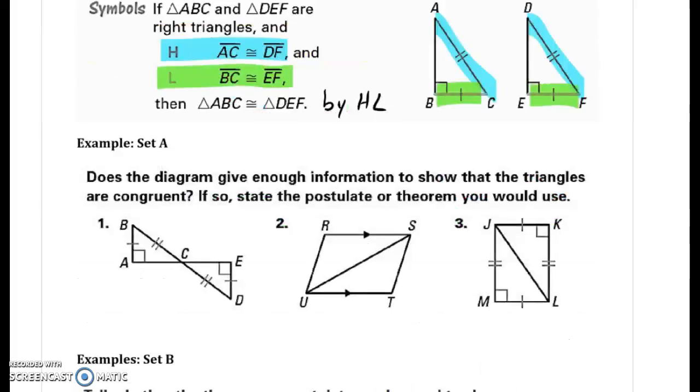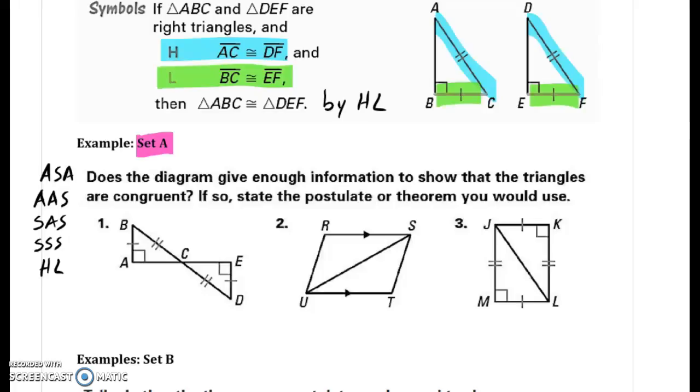Example set A. Does the diagram give enough information to show that the triangles are congruent? If so, state the postulate or theorem you would use. Any one we've learned is fair game, such as angle, side, angle, angle, angle, side, side, angle, side, side, side, side, and hypotenuse, leg. So try these on your own first by pausing the video.